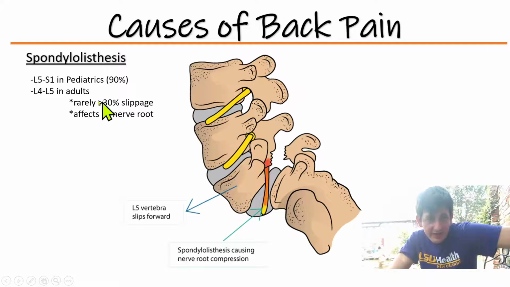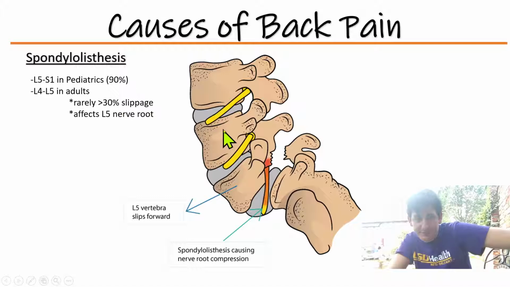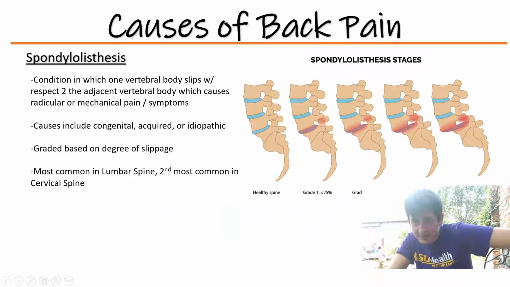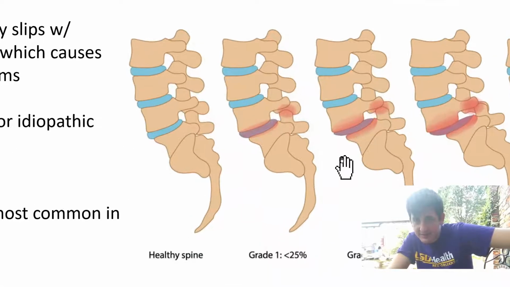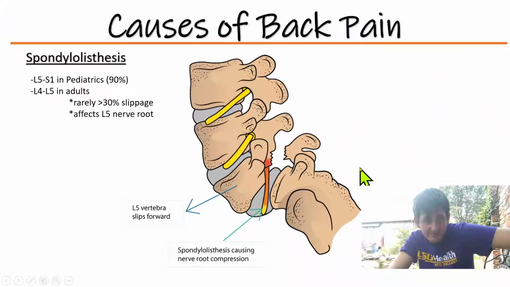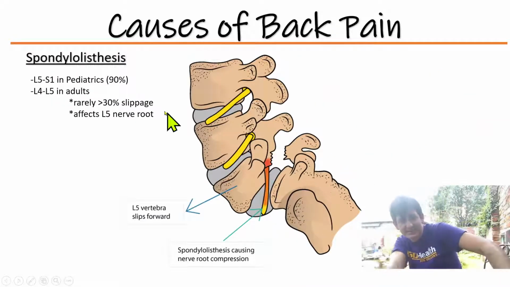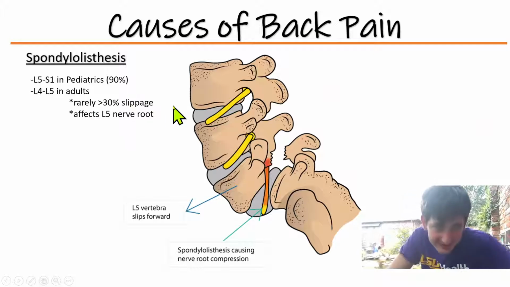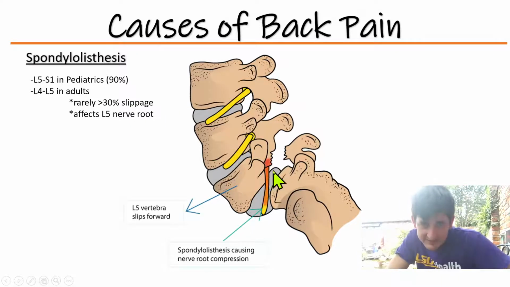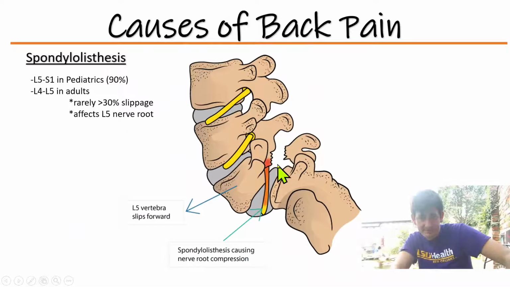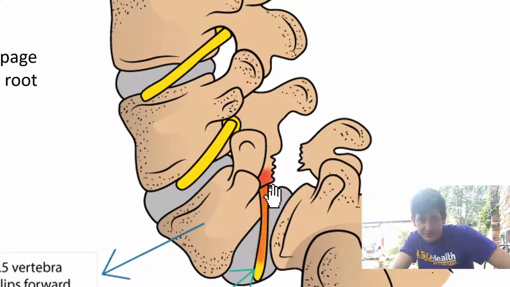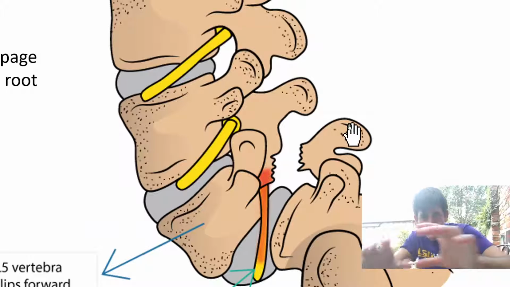L4, L5 in adults rarely is greater than 30% slippage, which we saw, rarely is more than this in adults. And if this happens, it can affect the L5 nerve root, right? And you can see that here where this nerve root can be compressed. Because if this slips forward, this drops down, right? And this will compress the nerve root because it won't be supported. It'll just drop.